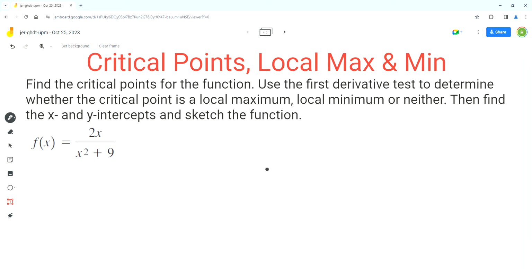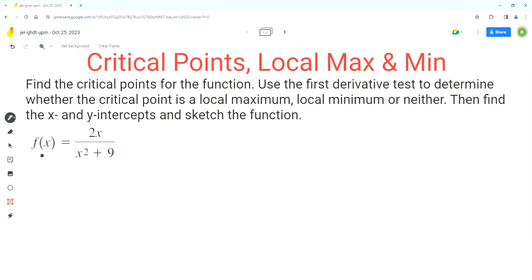So in this video, we'll use the concepts of derivatives to solve this problem. As per the problem, find the critical points for the function. Use the first derivative test to determine whether each critical point is a local maximum, local minimum, or neither. Then find the x and y-intercepts and sketch the function.